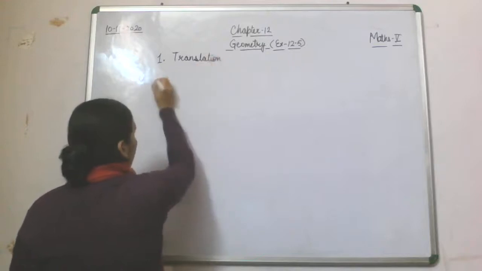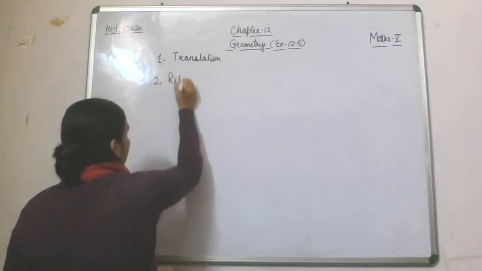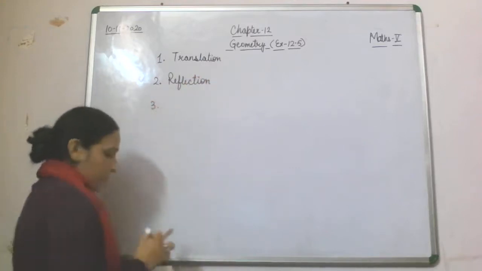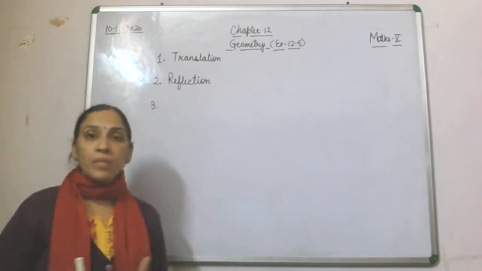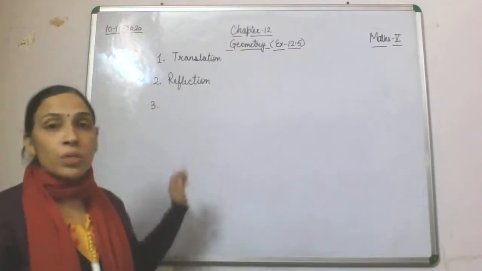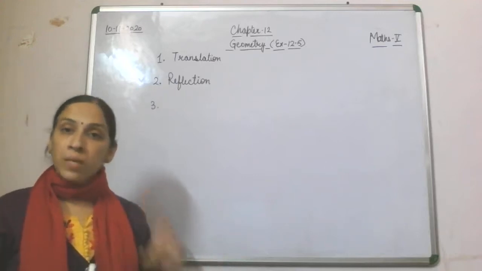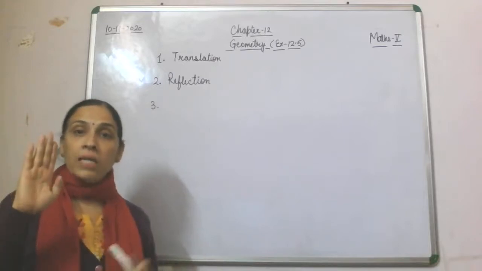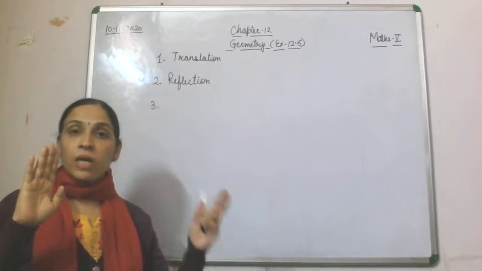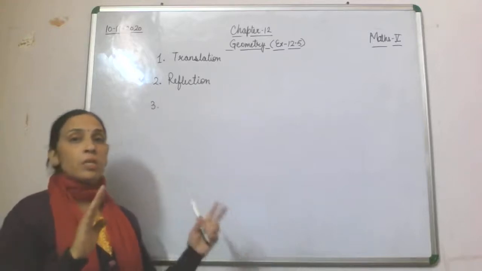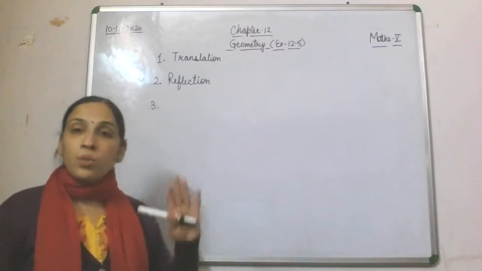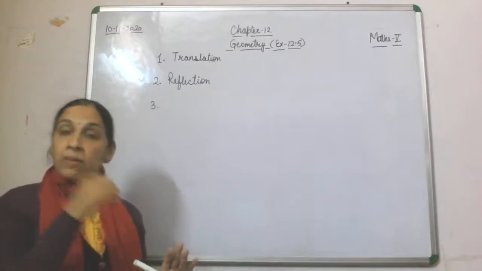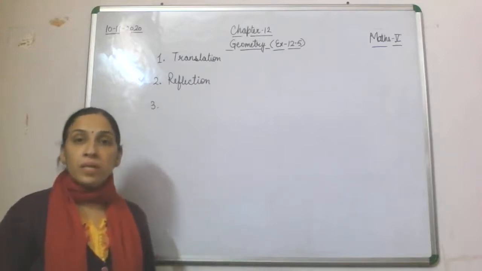Now number 2, that is reflection. Whenever you are standing in front of a mirror, what do you see? You will see your mirror reflection. When you raise your right hand, you will find that in the mirror your image is raising the left hand. And when you raise the left hand, you can find that in the mirror it is raising the right hand. So that is reflection, mirror reflection.